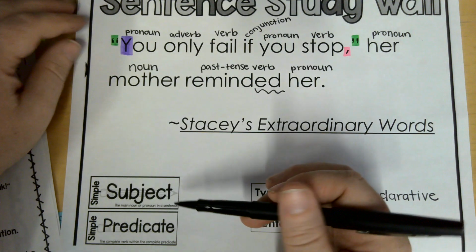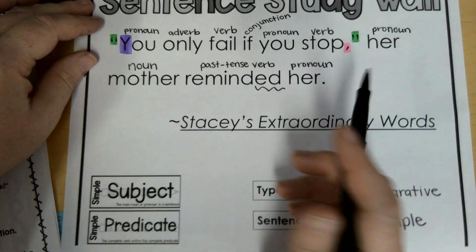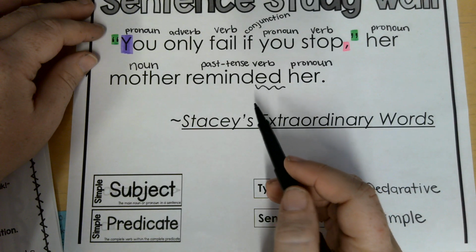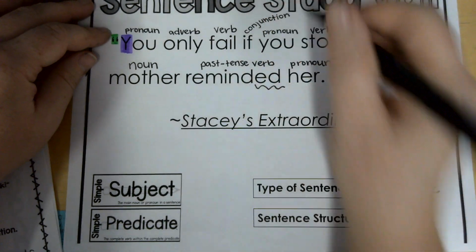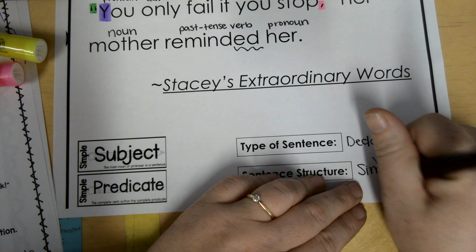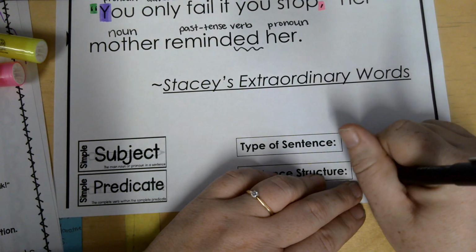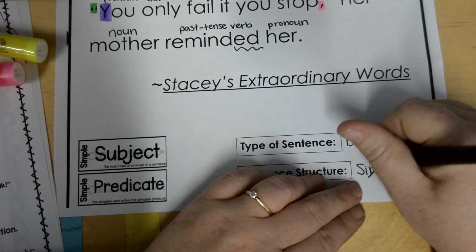All right, so let's think about the subject and the predicate. So, oh my gosh, the more I'm thinking about it, I seriously do think this is actually a compound sentence. So I'm going to change this. So I'm actually going to say whoop, whoop, whoop.